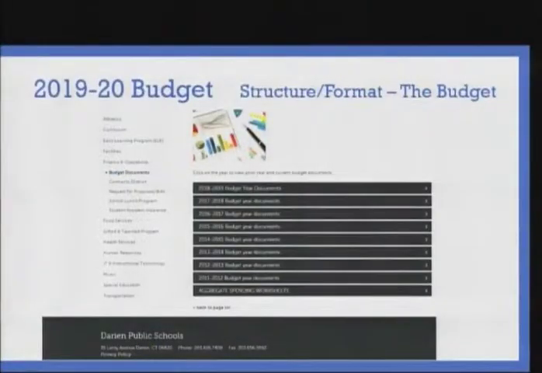Tomorrow, this is a snapshot of our website. All of our budget documents will be on the website, and as you'll see, we have 2011, 2012, leading up to 18-19. So you will have, again, the superintendent's budget. You'll have this presentation, and you'll also have copies of the budget book online.